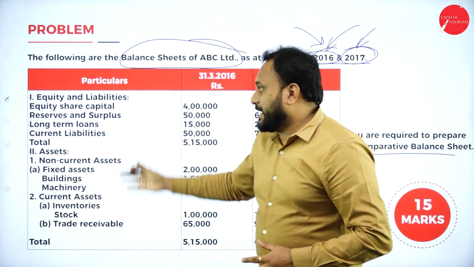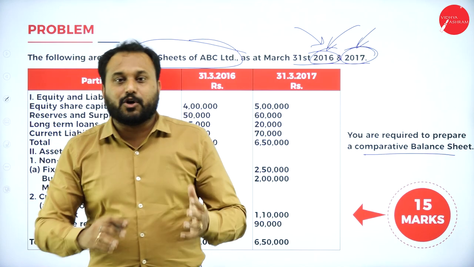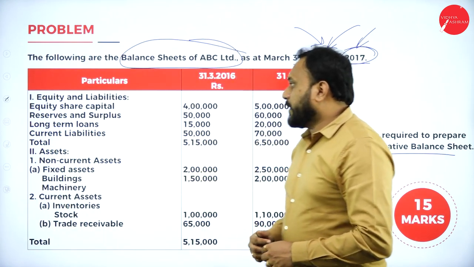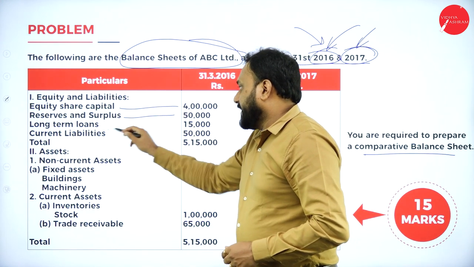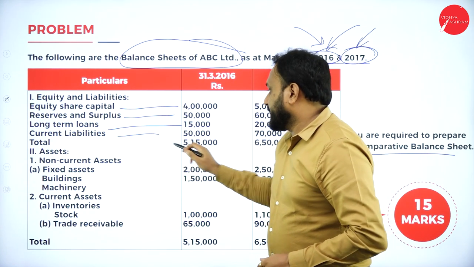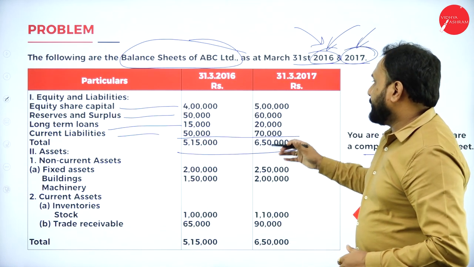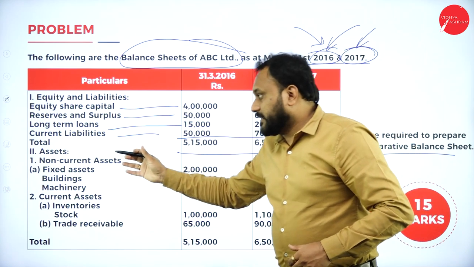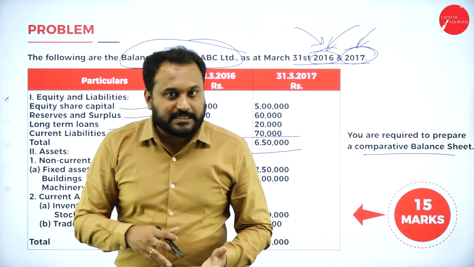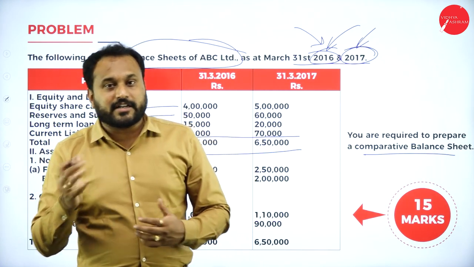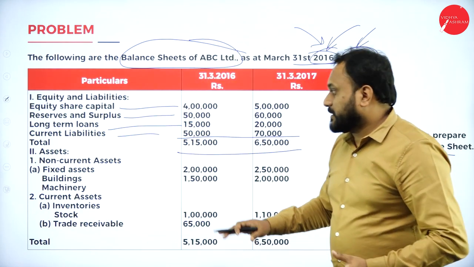Now, with these balance sheets, we know the proforma of comparative statement, common size statement, trend analysis, all remains the same. So here you have reserves and surplus, then equity share capital, then long-term loans and current liabilities, everything. And then the total is what? 5,15,000 for 2016 and 6,50,000 for 2017. The same way you have the asset side. So we need to divide it into liabilities, then the assets. In liabilities, you have current liabilities and non-current liabilities. In assets, you have non-current assets and then current assets. So we are supposed to be very careful.